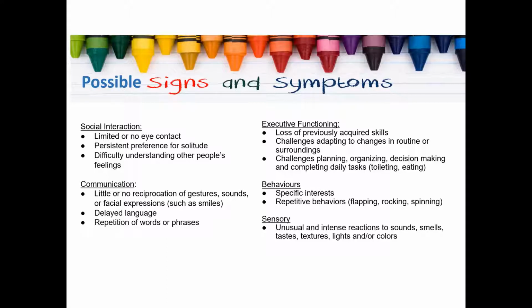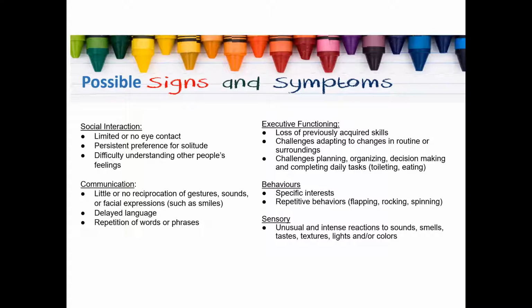Within executive functioning, challenges can include loss of previously acquired skills. So often an individual on the autism spectrum may acquire a skill in early childhood. For example, they may be using words and speech to communicate, and then they may lose that over time. So they may lose previously acquired skills. They may have challenges adapting to changes in their routine or changes in their surroundings, and challenges planning, organizing, making decisions, and completing daily tasks, such as toileting, eating.